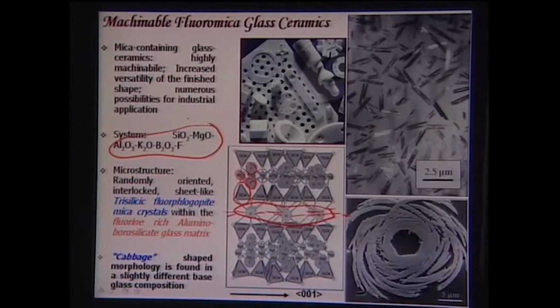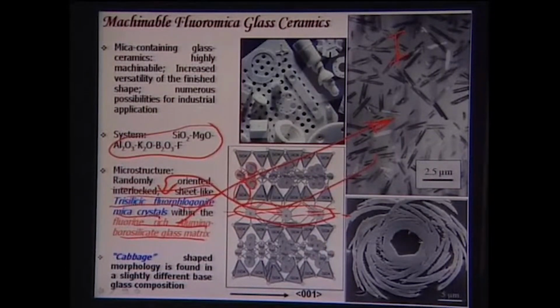And these microstructures, if you look at the right hand side, can have randomly oriented interlocked sheet-like fluorophosphate mica crystals within the fluorine-rich alumino-borosilicate glass matrix. So, this glass matrix is essentially an alumino-borosilicate glass matrix, and these randomly oriented crystals are what is known as trisilicate fluoromica crystals. Now, this is the microstructure of type 1, let us say.